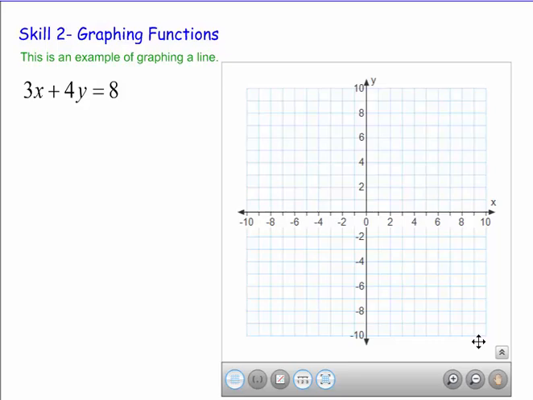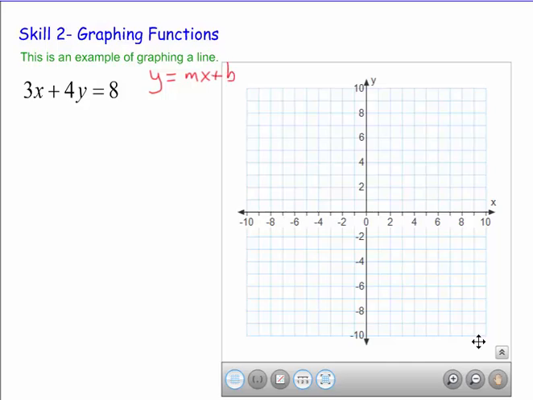This is the third example of skill number 2, graphing a function. In our first example, we graphed a parabola, the second an inequality, and in this third example, we're just graphing a straight line. And you know it's a straight line because you have an x to the first power and a y to the first power. So first thing we want to do is get it into slope-intercept form. That means to solve it for y, because that's the easiest way to graph.